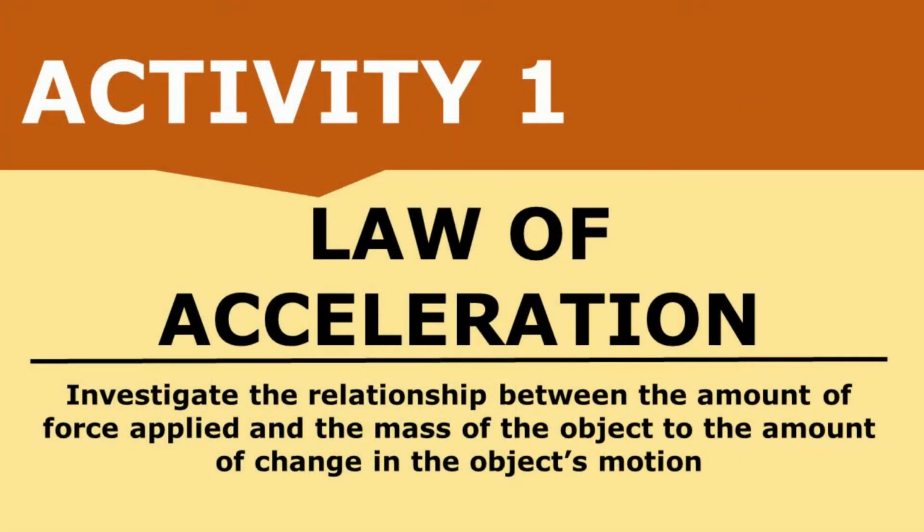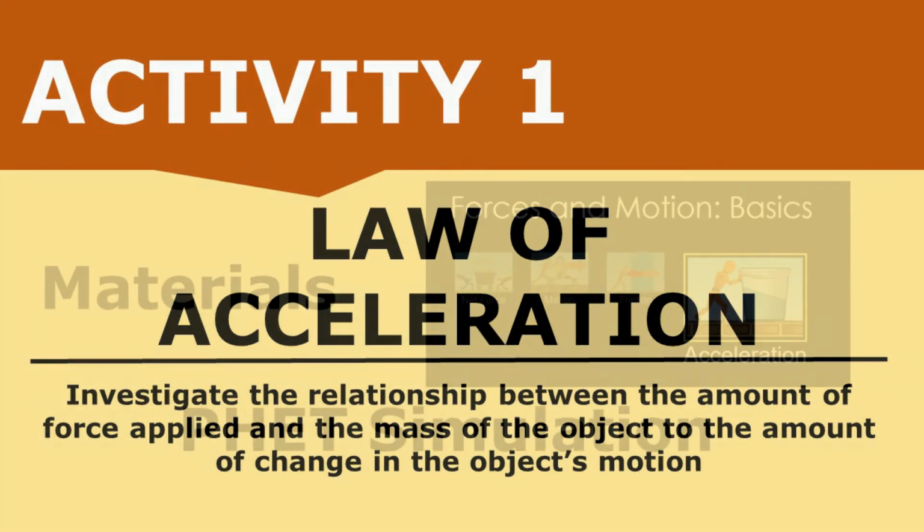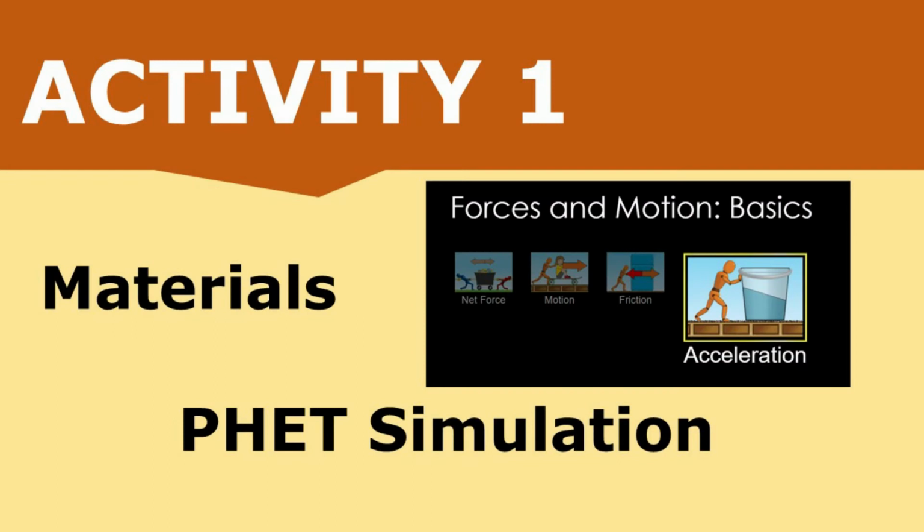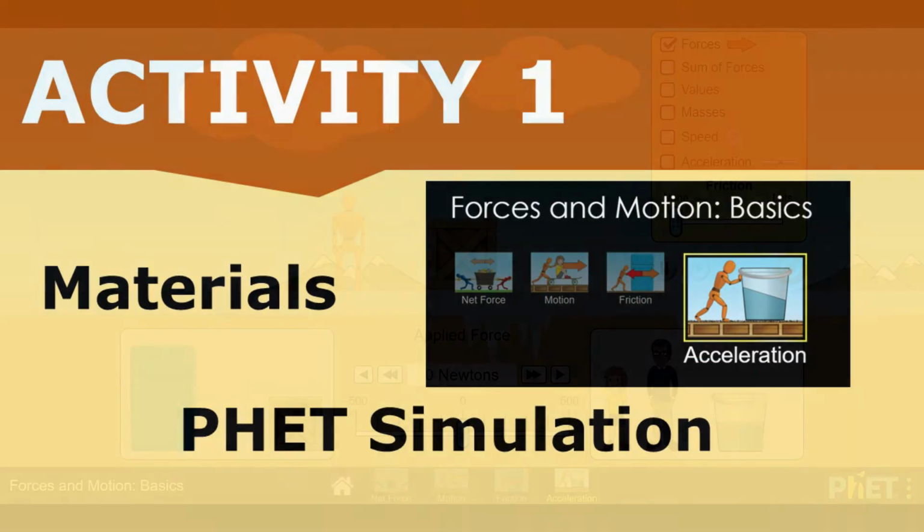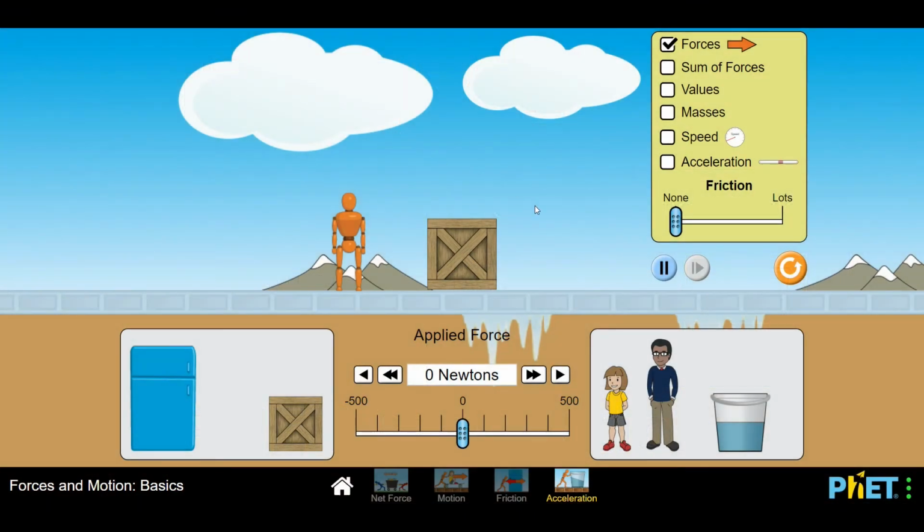Activity number 1. Law of acceleration. Investigate the relationship between the amount of force applied and the mass of the object to the amount of change in the object's motion. For this activity, we are going to make use of a PhET simulation. In this simulation, we are simulating an ideal scenario where there is negligible friction between the floor and the box. We have a box with a mass of 50 kilograms. This dummy will apply the force indicated here. The resulting acceleration of the box will be flashed here.